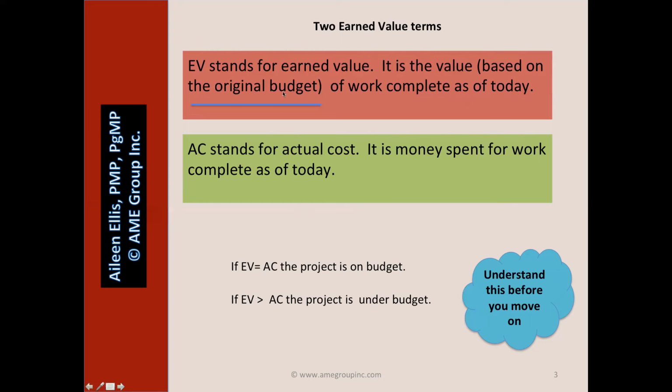If EV, the value of the work, is greater than AC, the value of the money spent, the project is under budget. If EV, the value of the work complete, is less than the money spent, the project is over budget. Make sure you understand this before you move on.